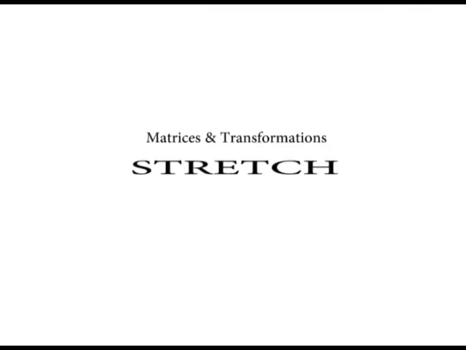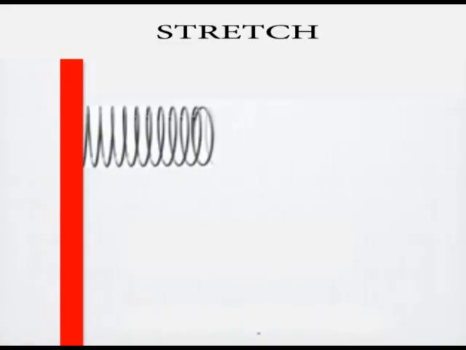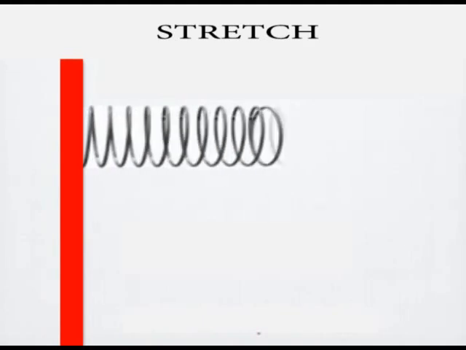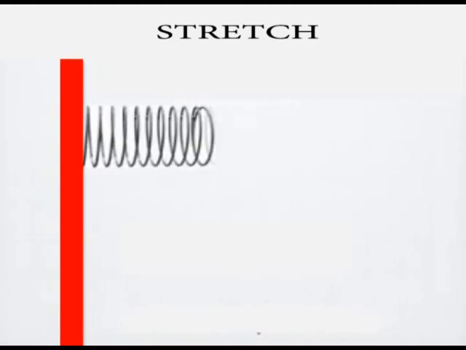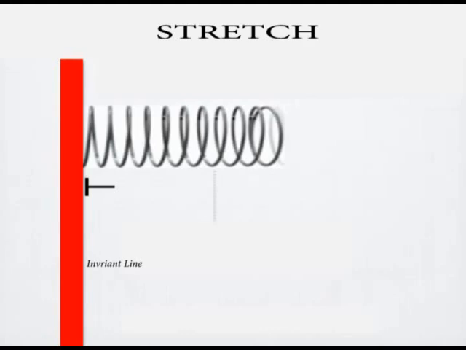Next transformation, stretches. Now consider a spring fixed onto a red surface. If the spring is pulled, it stretches out. When pushed, it compresses back. However, in either case, the red surface does not move. It is an invariant line. Notice that all the other points on the spring move perpendicular to the invariant line.